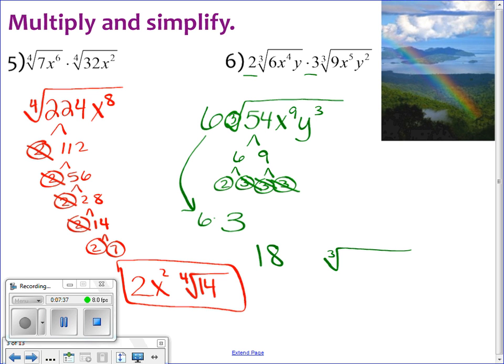All right, and then I had that single 2. He needs to go back in. Good. 9 divided by 3 is 3. 3 divided by 3 is 1. Oh, that's a really long radical.